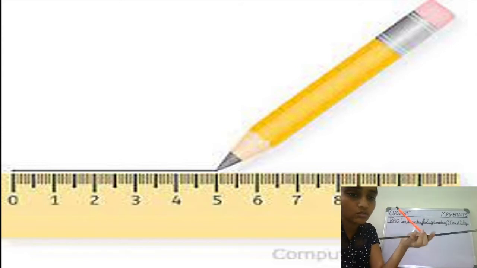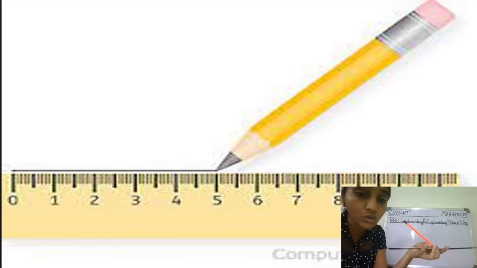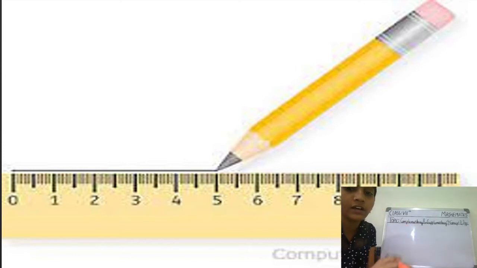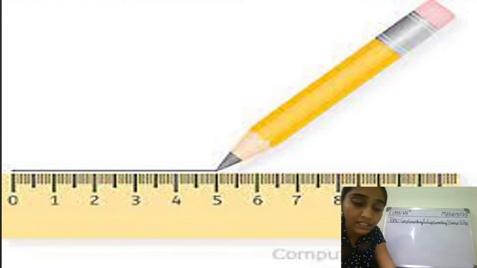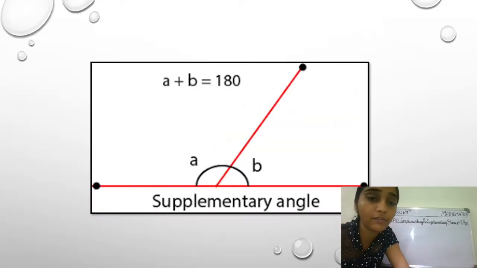Very good students. So now students, angles whose sum is coming out to be 180 degree are called supplementary angles, the other type of angle which we are going to discuss. So you can see over here that A and B are the two angles, and the sum we are getting is 180 degree, that of the straight line. So here we are saying that this is the supplementary angle.